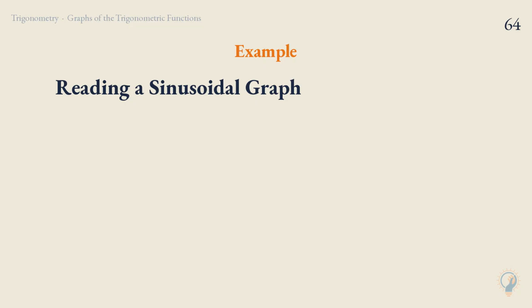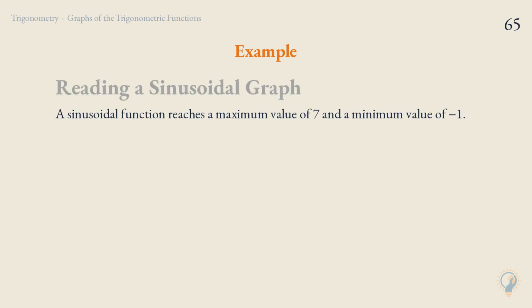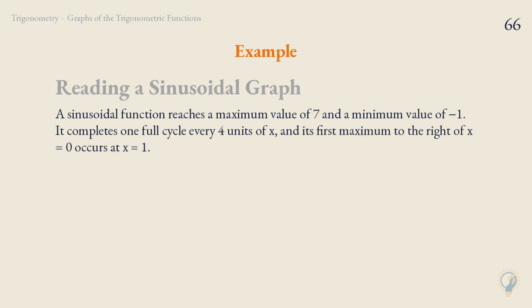Worked example. Reading a sinusoidal graph. A sinusoidal function reaches a maximum value of 7 and a minimum value of negative 1. It completes one full cycle every 4 units of x, and its first maximum to the right of x equals 0 occurs at x equals 1. Write a formula for this function in the standard sinusoidal form.